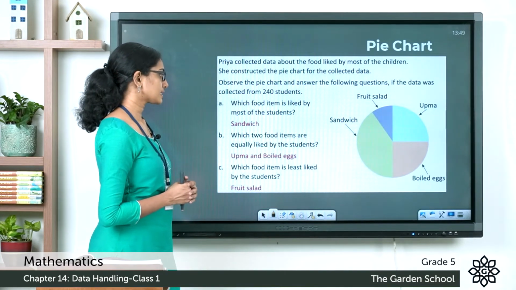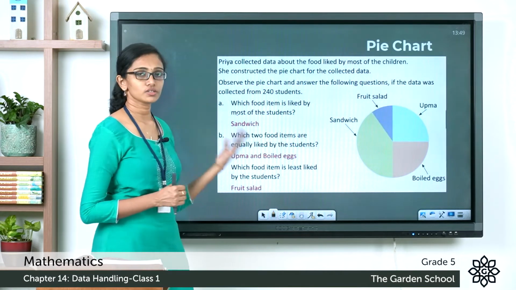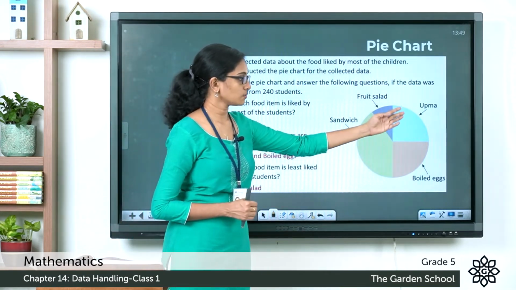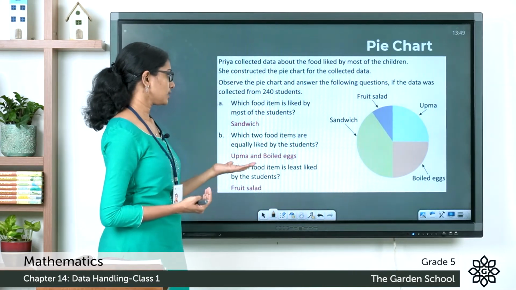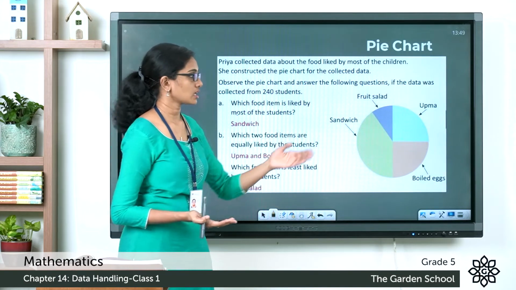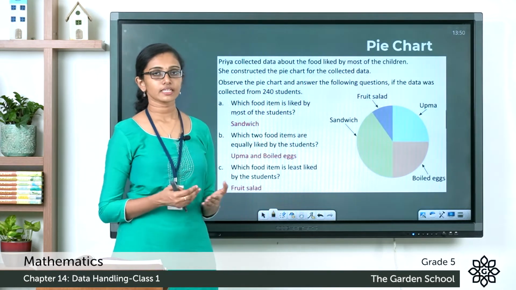Now, which food items are equally liked by the students? You see the sectors for upma and boiled eggs have the same size. So it is clear that the food items which are equally liked by students are upma and boiled eggs. Now let's see the next question.